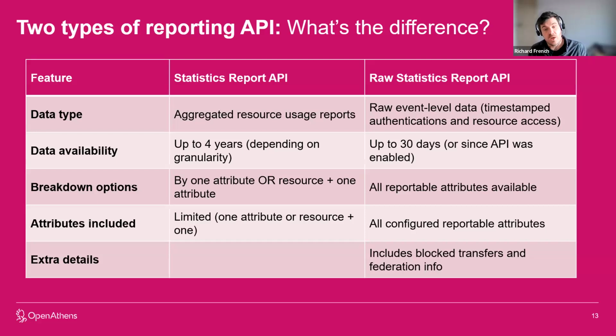And then the other version of the API is the raw statistics report API. This provides detailed event level data, including authentications and resource access. It covers the last 30 days only, and it includes all reportable attributes, plus extra details like block transfers and federation information as well. So it's more flexible, there's more data, but it requires additional processing because you are dealing with more data.